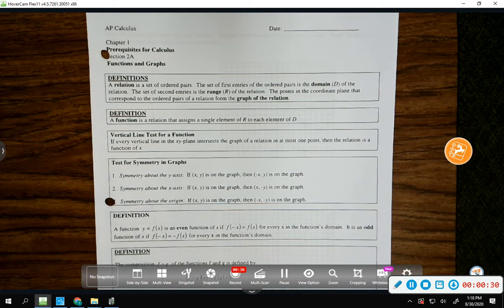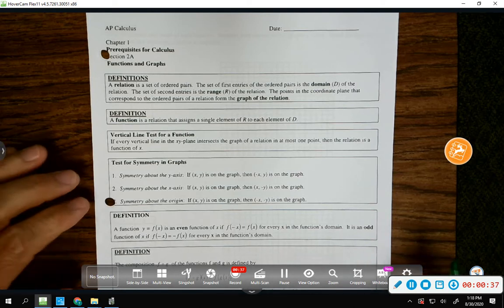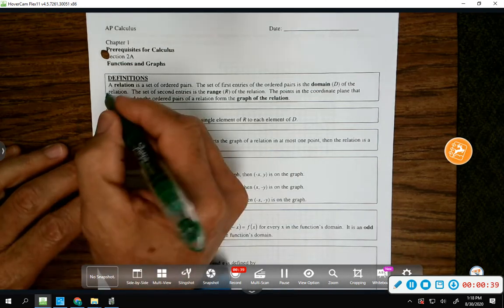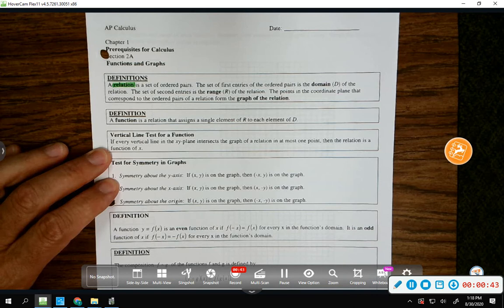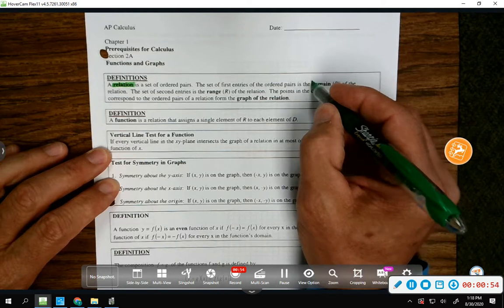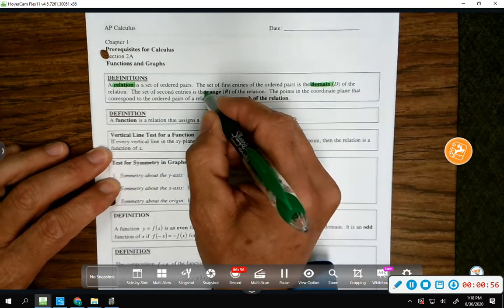So it's a lot. Let's start with just a few definitions, and if you can highlight these as you go, I think it's great. A relation is a set of ordered pairs. The set of first entries of the ordered pairs is called the domain of the relation. The set of the second entries is called the range of the relation. So the first coordinate is called the domain, the second is called the range.